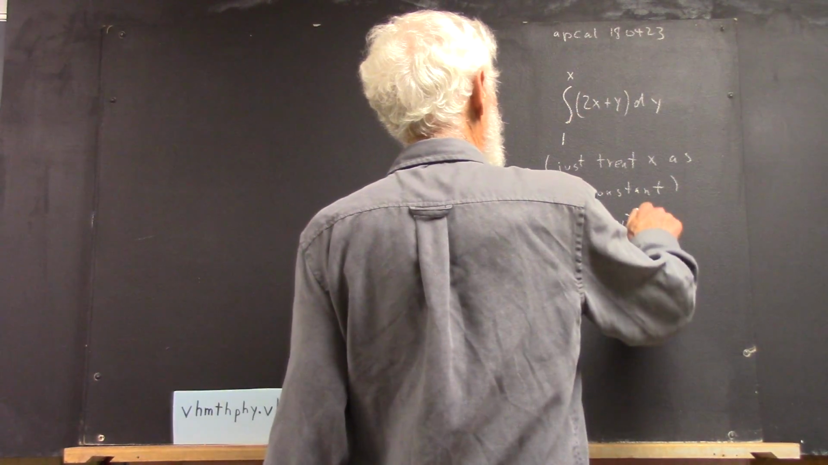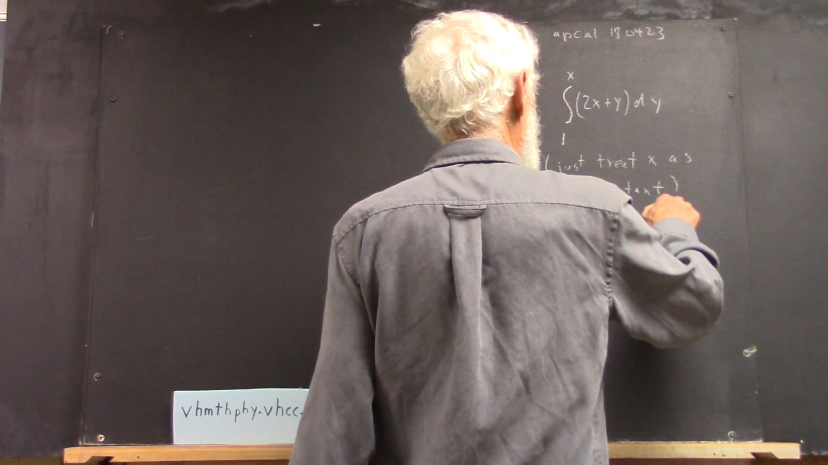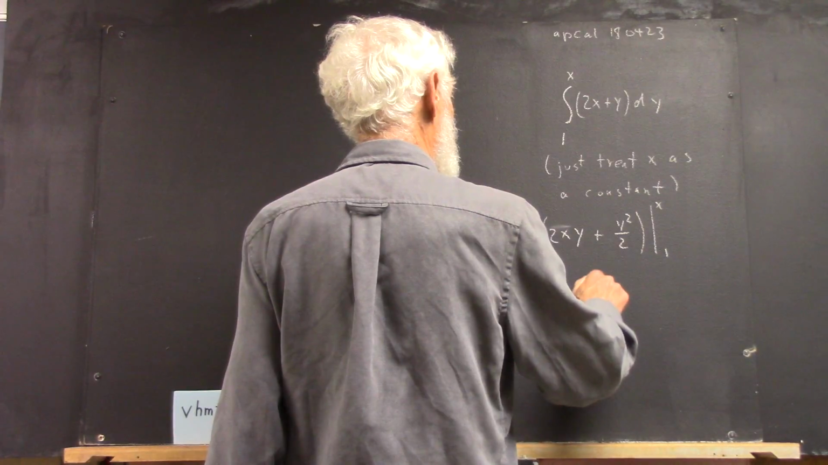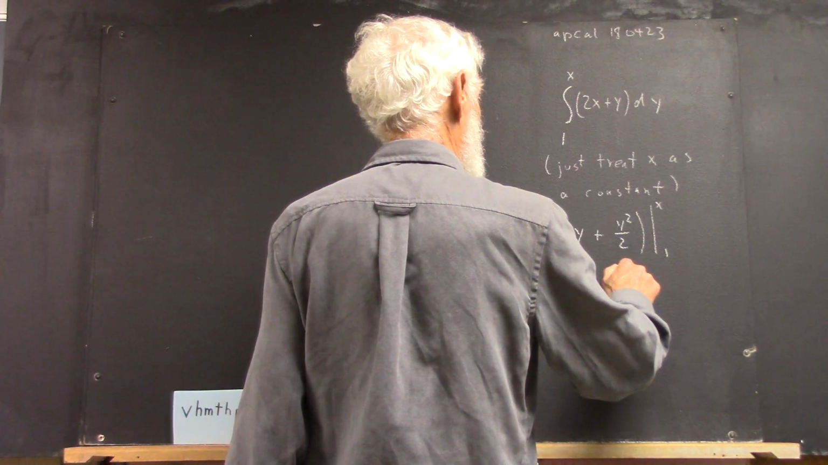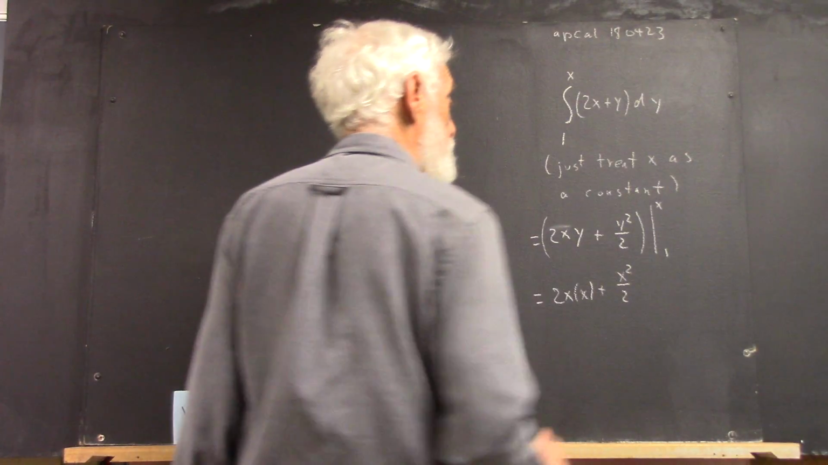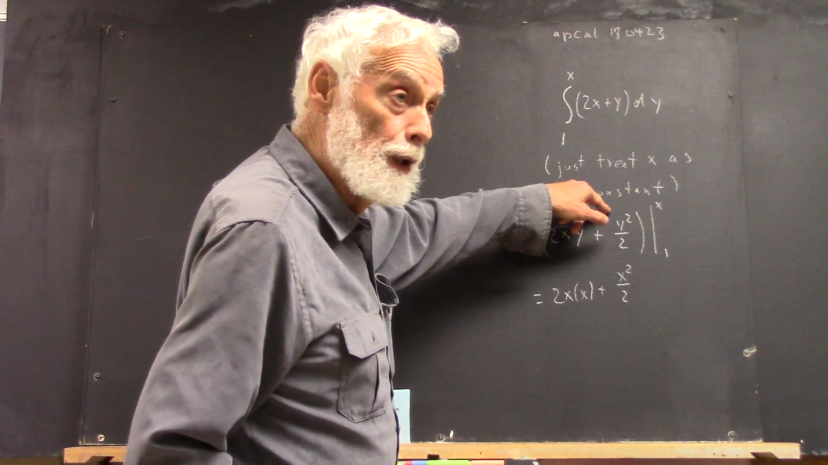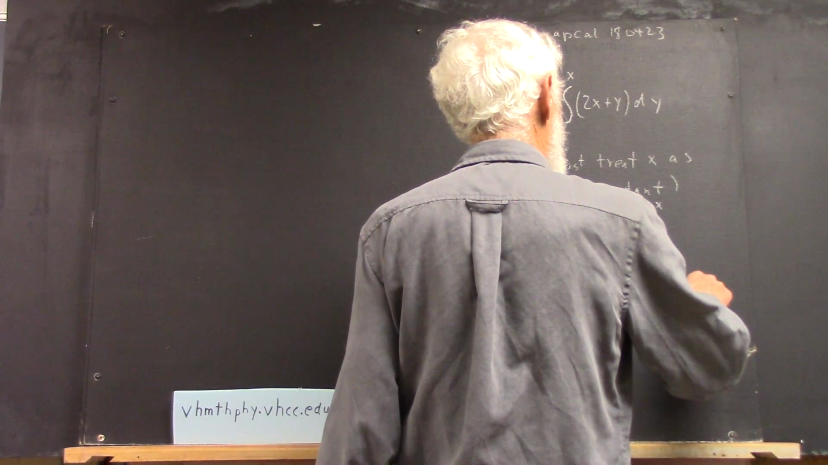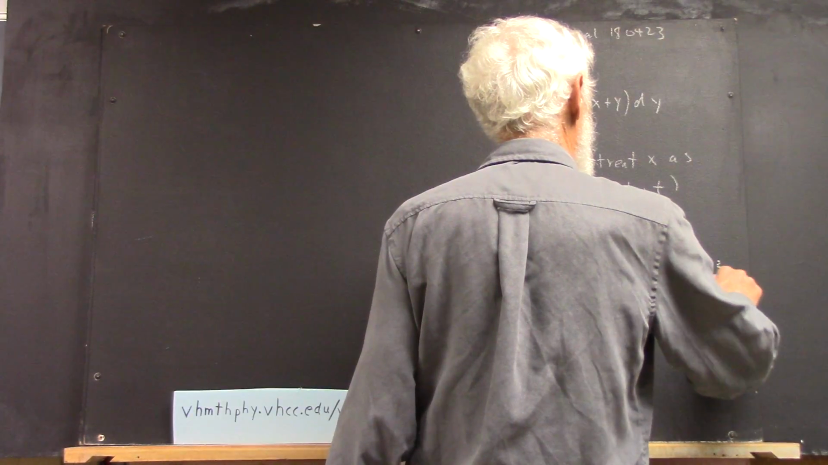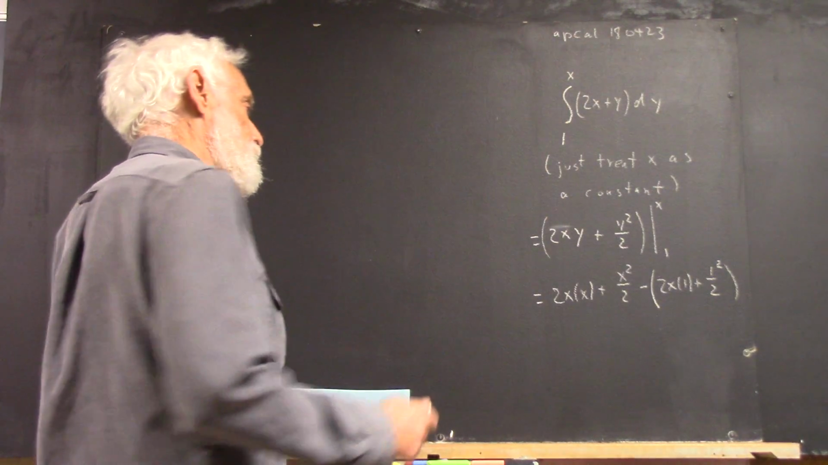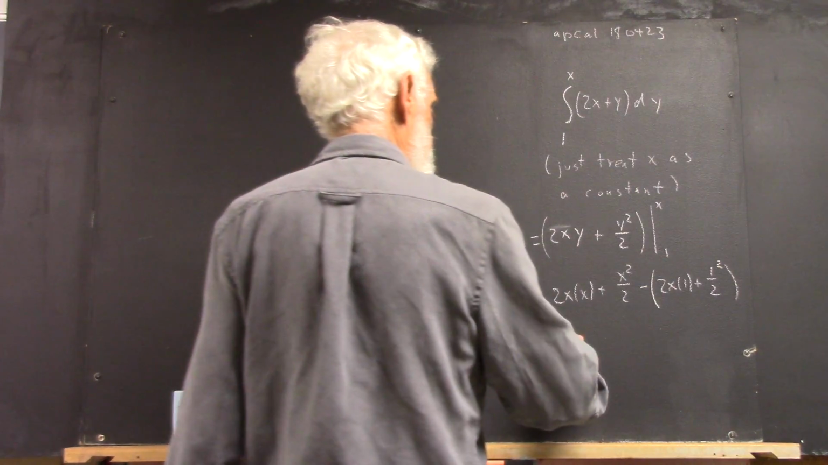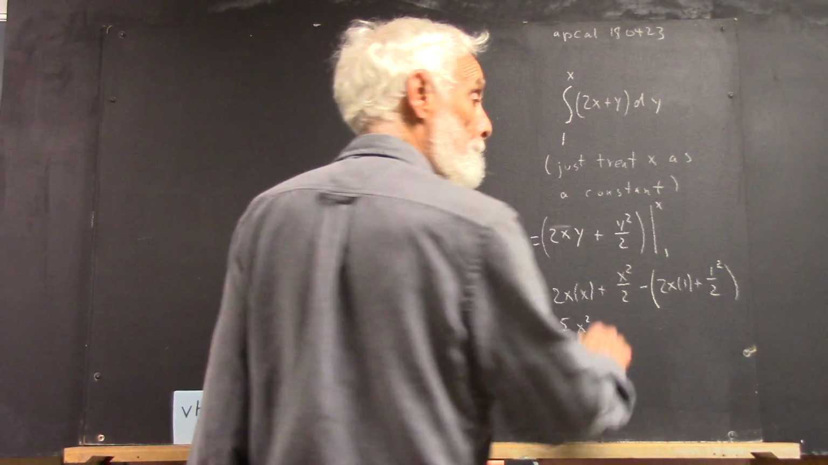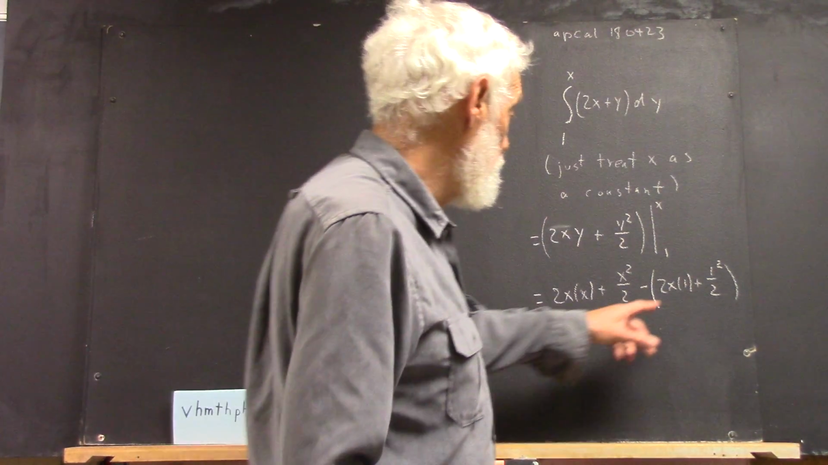Okay, so we do this, and we just substitute x and 1, and we get 2x times x plus x squared over 2, substituting x for both of the y's. And then it's minus the quantity 2x times 1 plus 1 squared over 2. And then we just do a little algebra, and we get 2x squared plus x squared over 2. That's 5/2 x squared. And check my arithmetic, it's often wrong.